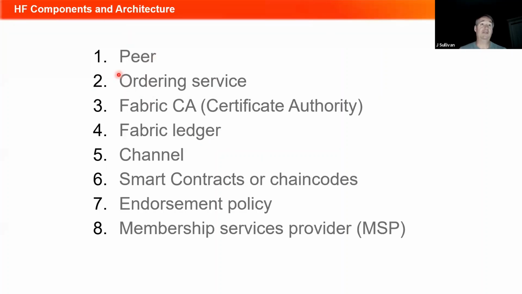So we could see here we have a peer, a set of peers which actually also specialize. We have orderer nodes. We have a certificate authority for cryptology, for encryption. We have our ledger.